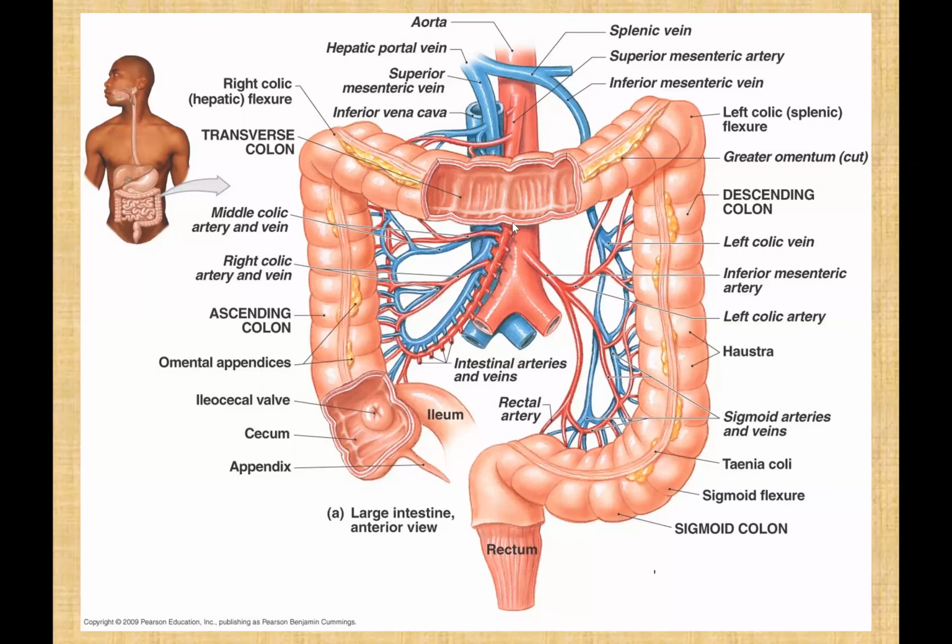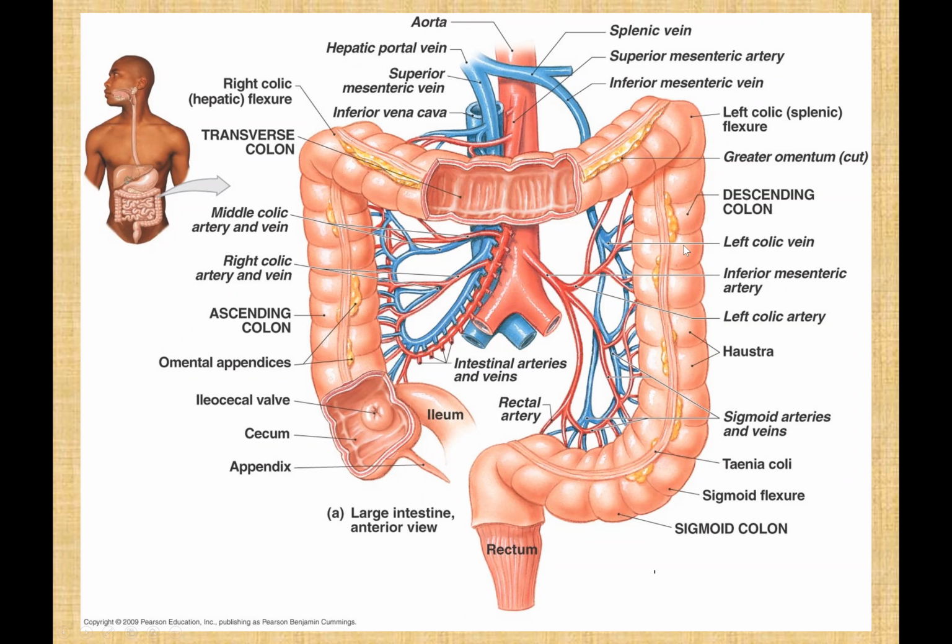Now, for the colon, we don't have any absorption of nutrients at the colon. Mostly it is water absorption and the formation of feces. And then this is just to show the greater omentum coming from the stomach to hold up. So this is actually going to form something we call the transverse mesocolon.